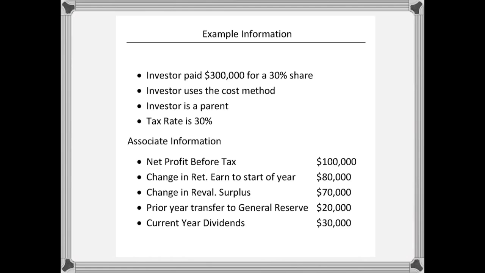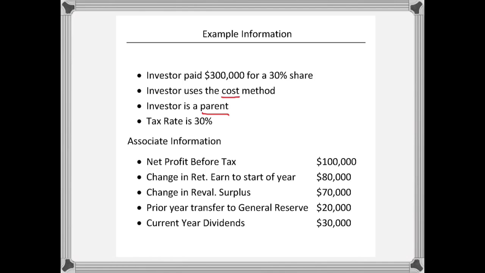The investor uses the cost method, and that becomes important because we know then that what's in the investor's books has not been adjusted to fair value, and that means we can use that as a basis for the adjustments that we make for profit and for dividends and for the other equity items.